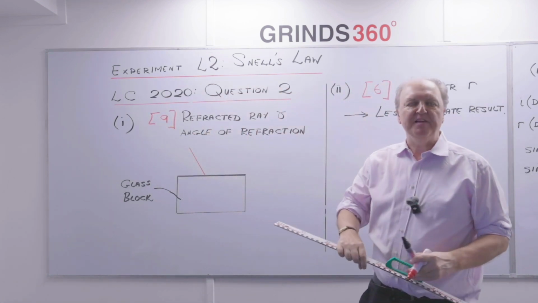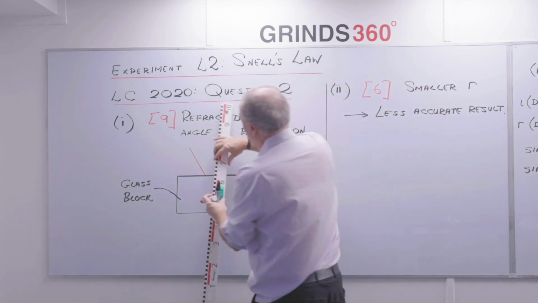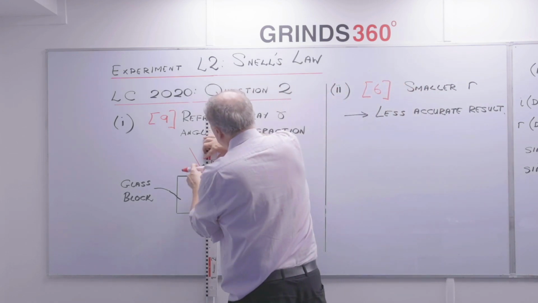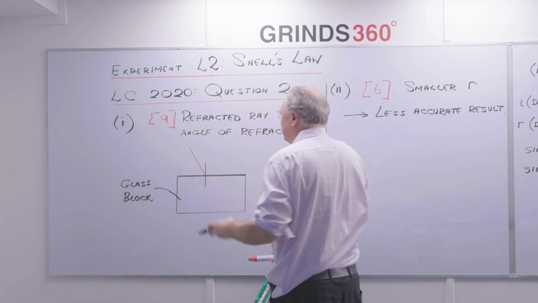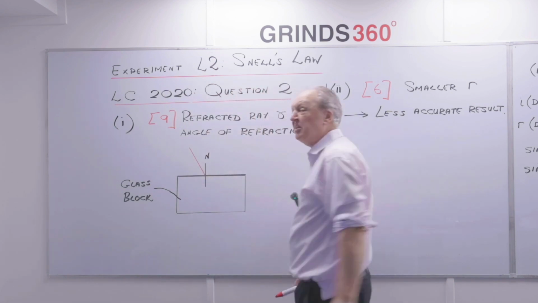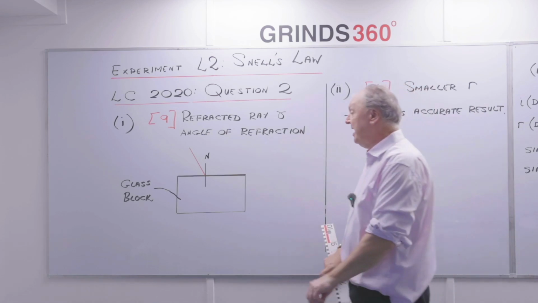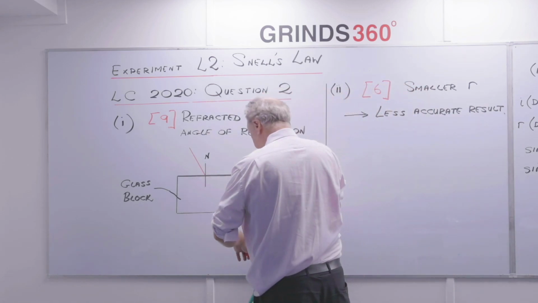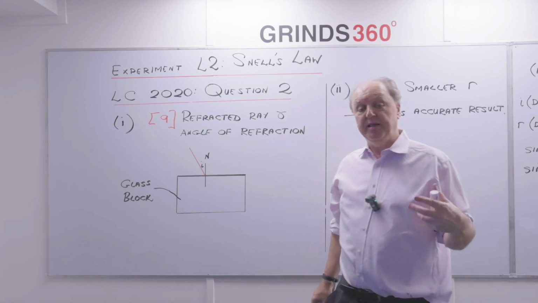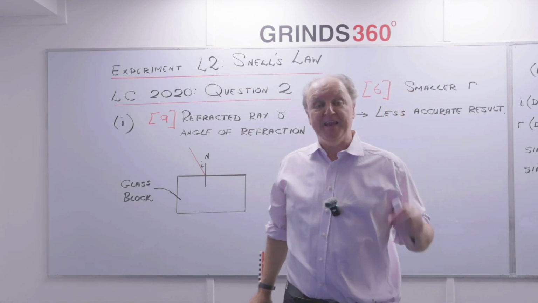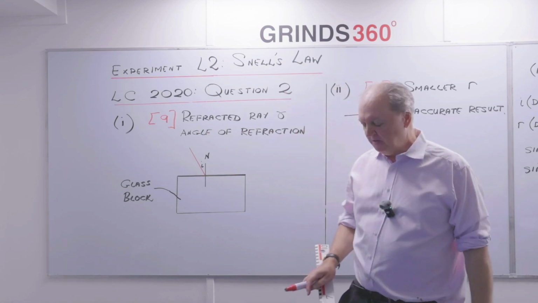You're going to measure the angle of incidence, aren't you? Well, you always measure it with respect to the normal. A normal is a line drawn perpendicular to that edge. You'll use a set square for that. So the angle of incidence is the angle in here. Now the question is, how do I draw the refracted ray and how do I measure the angle of refraction? Well, this is how we do it.